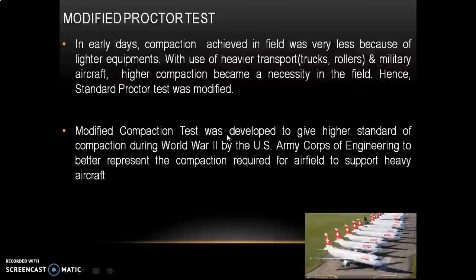Modified compaction test was developed to give higher standard of compaction in order to support heavier load during World War II by the US Army Corps of Engineering to better represent the compaction required for airfield to support heavy aircraft.